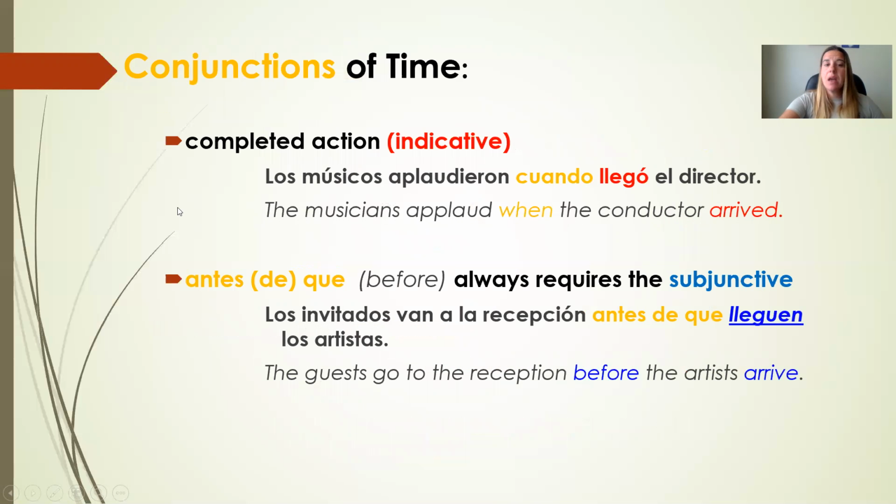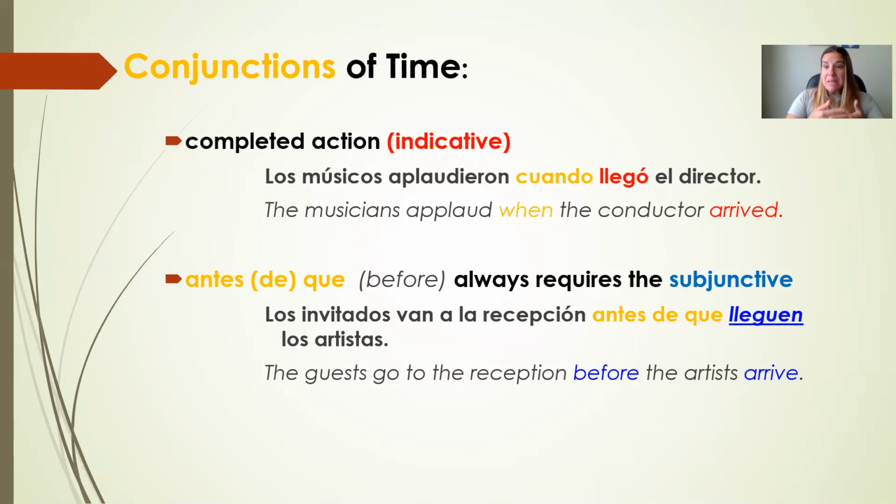Here's some more examples. Los músicos aplaudieron, en el pasado, aplaudieron cuando llegó el director. Already happened, so we use the indicative. The musicians applauded, sorry, there's a typo, they applauded in the past when the conductor arrived.